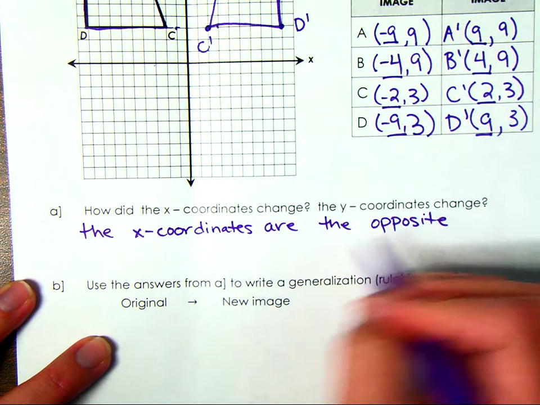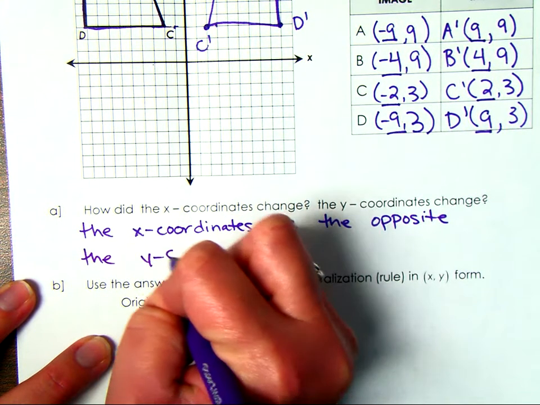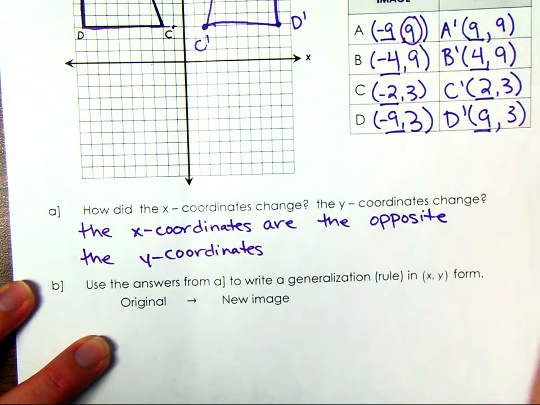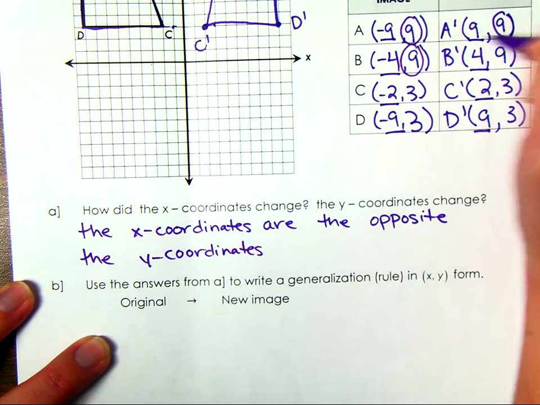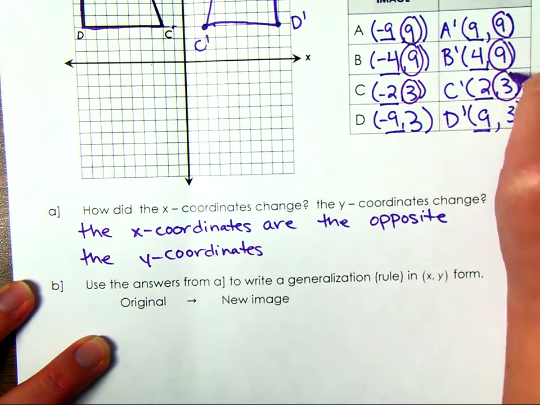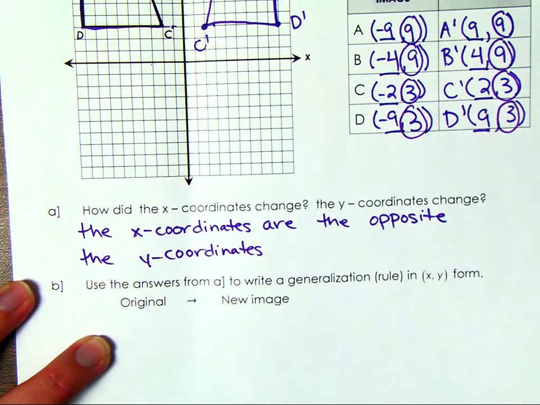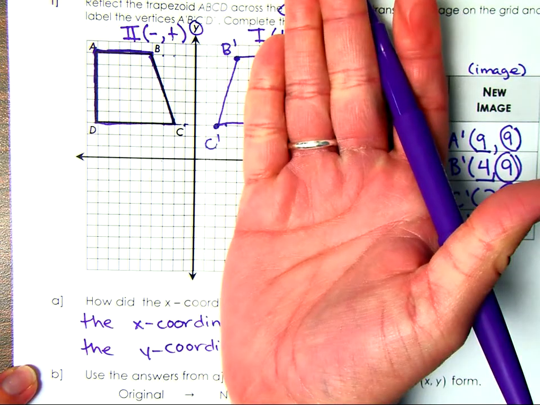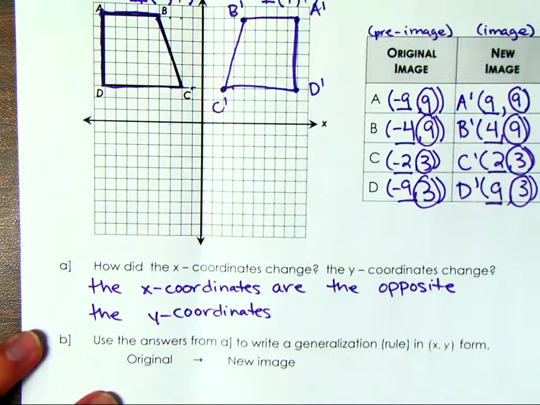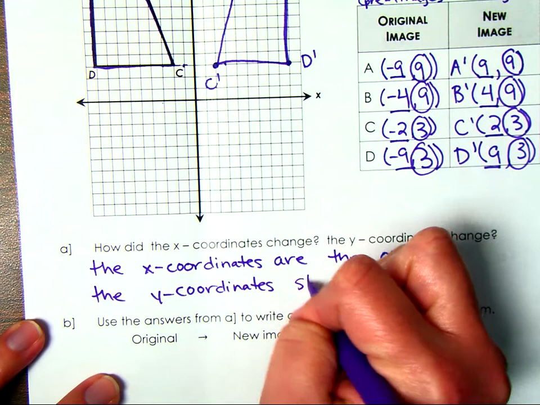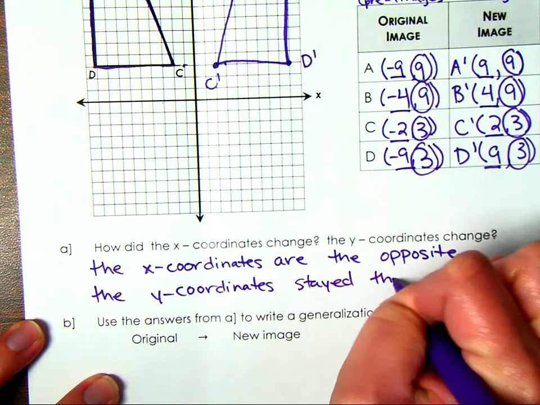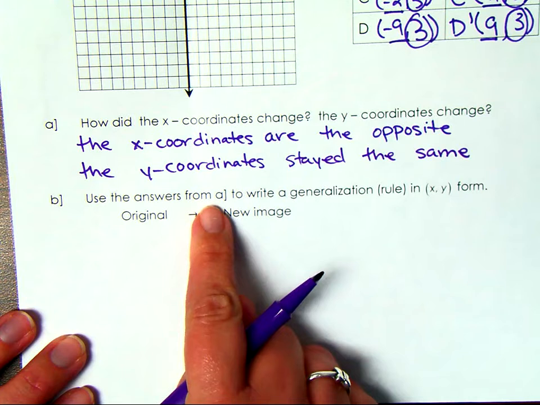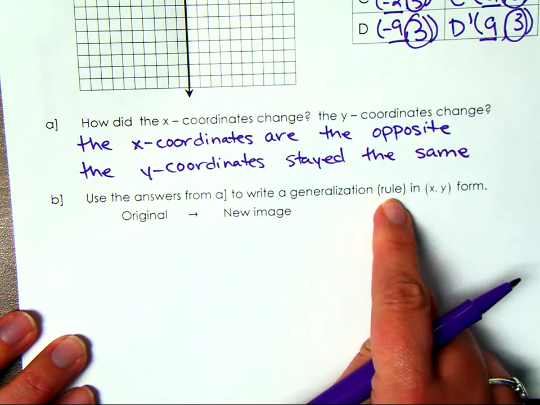Okay? How about the y coordinates? Let's look. 9, 9, 9, 9, 3, 3, 3, 3. So they stayed the exact same, and that makes sense because when we reflected over here, we are still at the same height. So the y coordinates stayed the same. You can prove that with the picture. Okay? So now we're going to use the answers from part A and write a generalization rule in xy form.